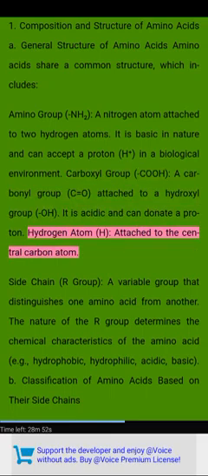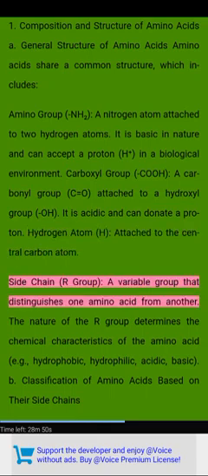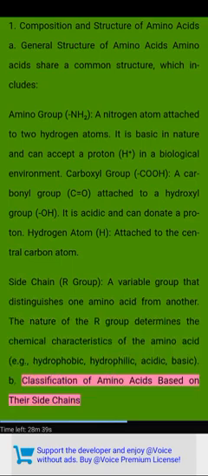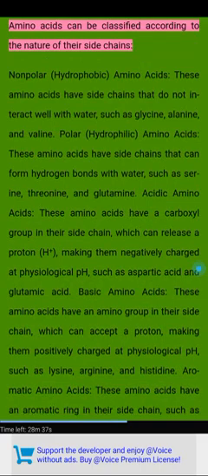Hydrogen atom (H) attached to the central carbon atom. Side chain (R group), a variable group that distinguishes one amino acid from another. The nature of the R group determines the chemical characteristics of the amino acid, e.g., hydrophobic, hydrophilic, acidic, basic. B. Classification of amino acids based on their side chains. Amino acids can be classified according to the nature of their side chains.